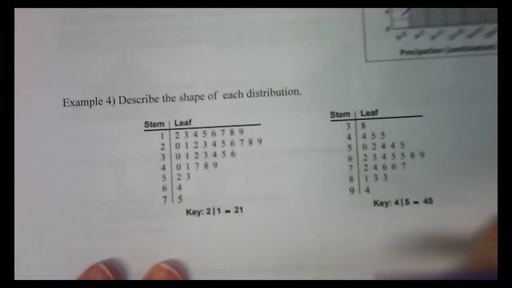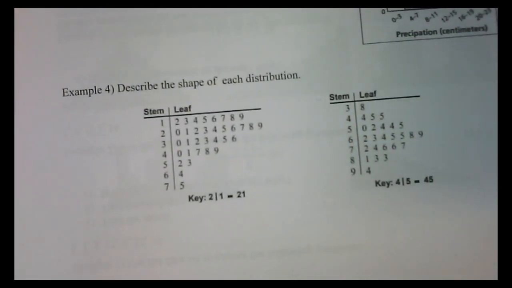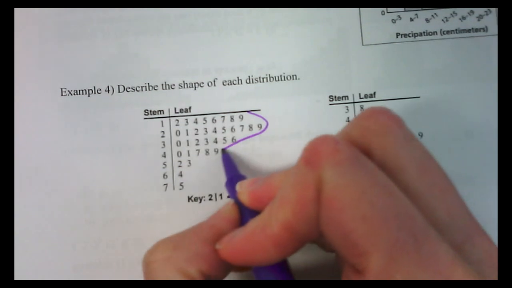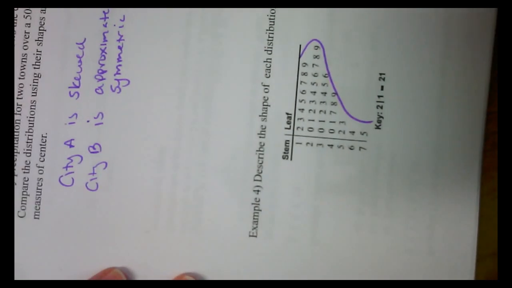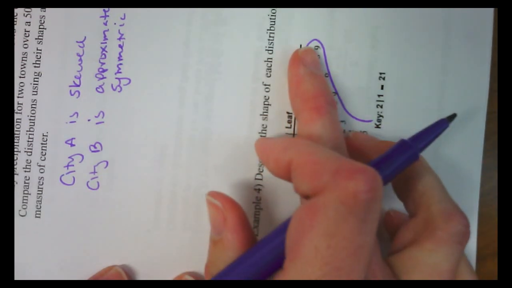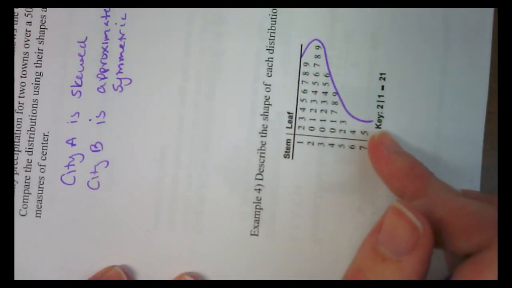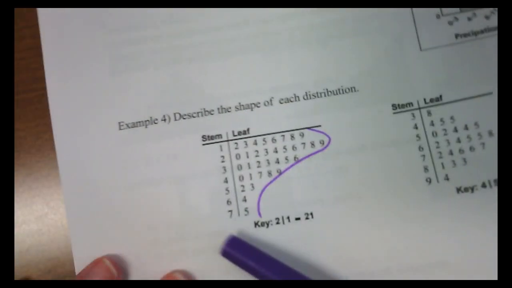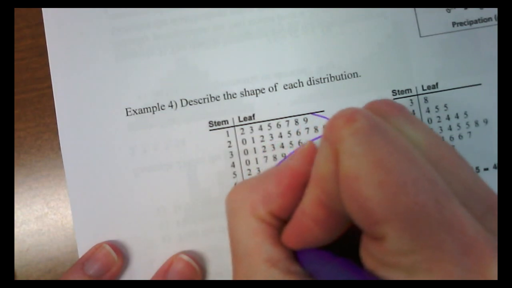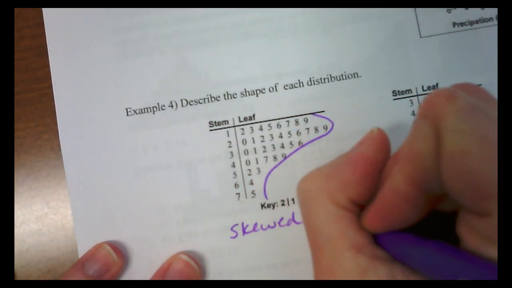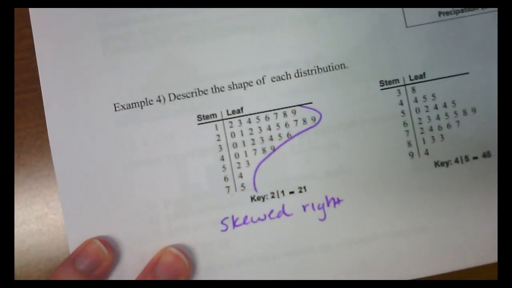All right, example 4. Describe the shape of each distribution. So if I turn my paper on the side like this, I could tell that the peak is over here, and then there's a little bit of information on the right side. So this one's not symmetric. This one's going to be skewed. And it'll be skewed to the right.